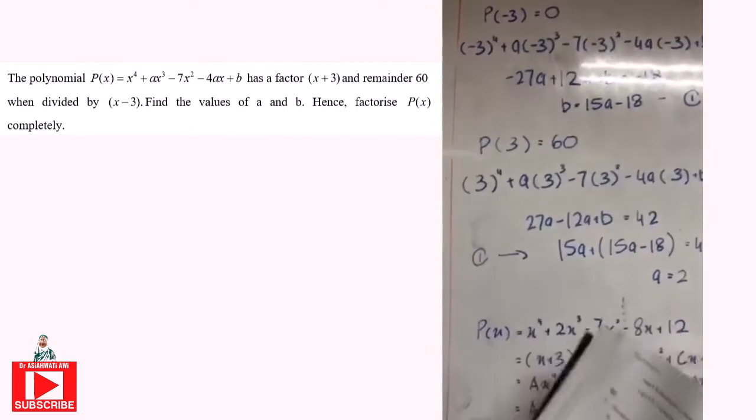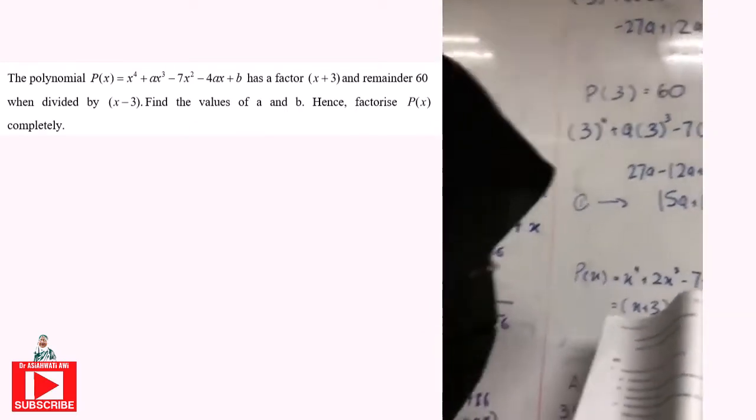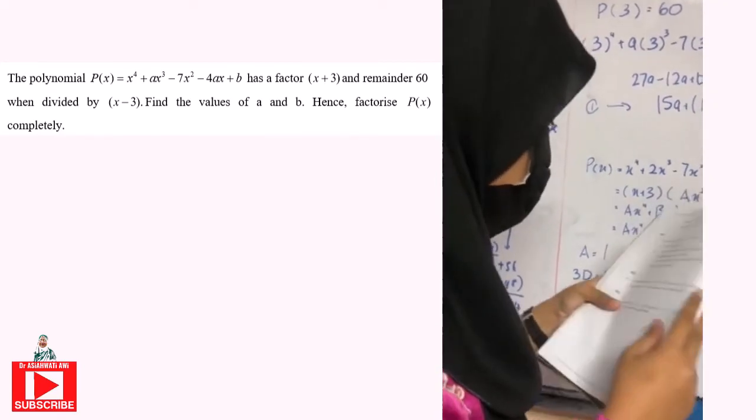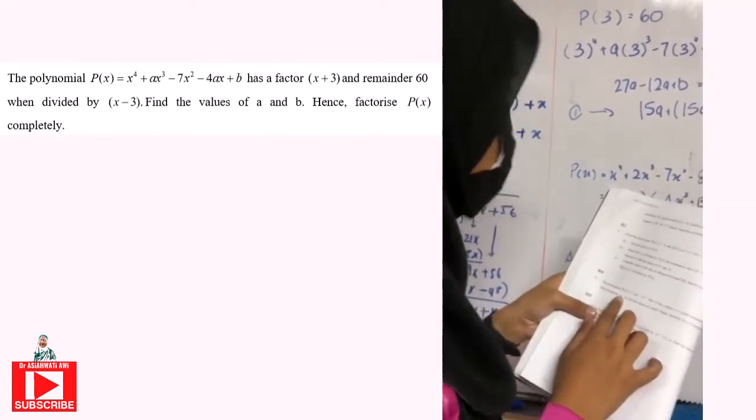Okay, and then second statement states that this polynomial has a remainder of 60 when divided by x minus 3.